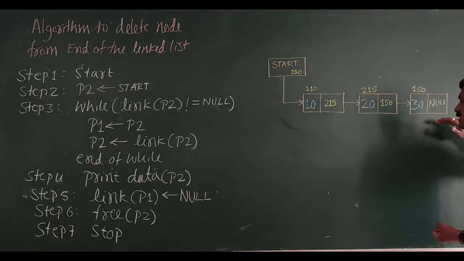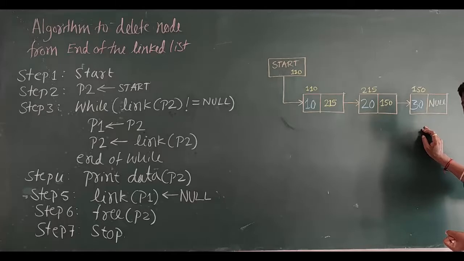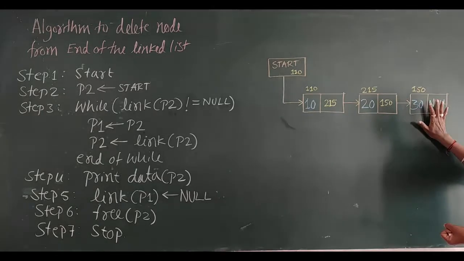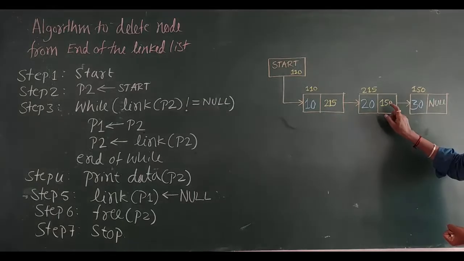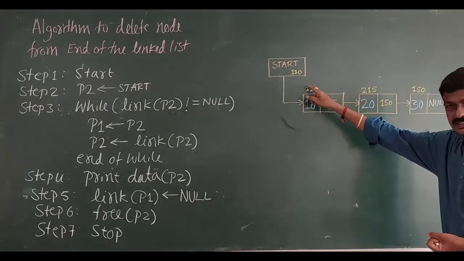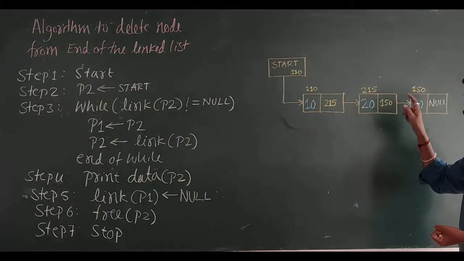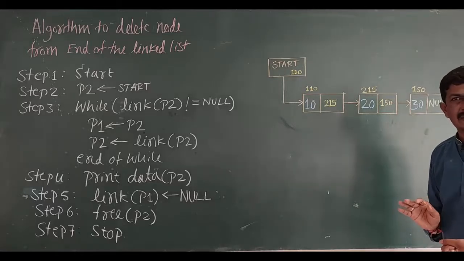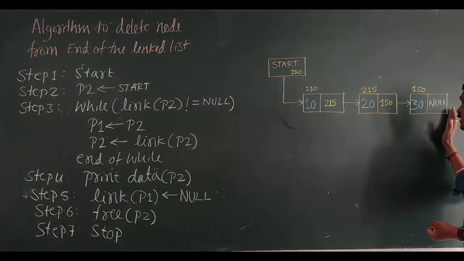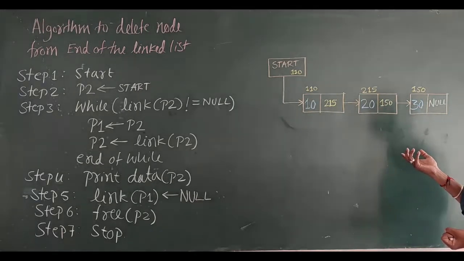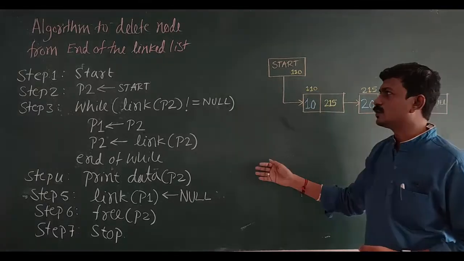Once I reach the end of the linked list, I need to free this node. Once I free this node, I need to update the previous node's link value as null. Because in a singly linked list, the last node's address value or link part contains a null value. Once you delete, I need to update the previous node's link part as null. That is the concept we are using in this algorithm.